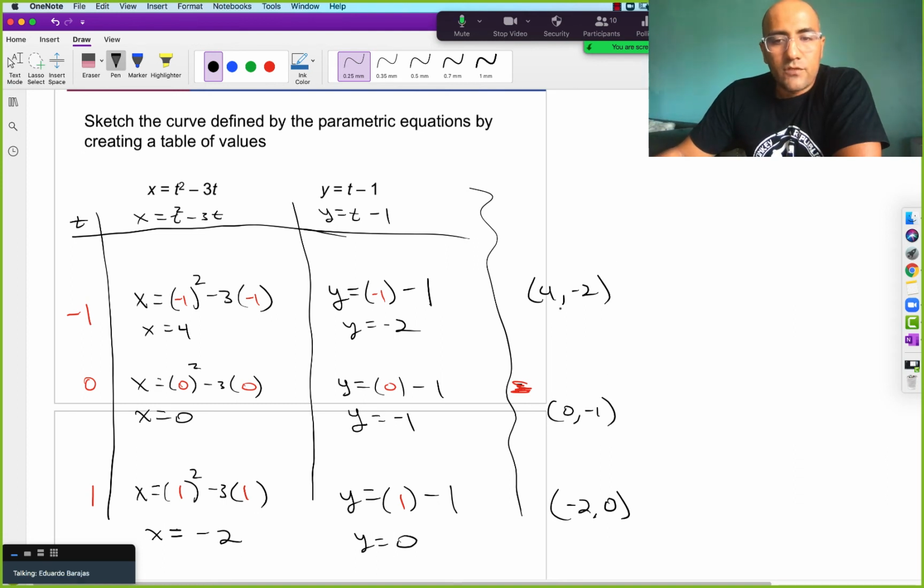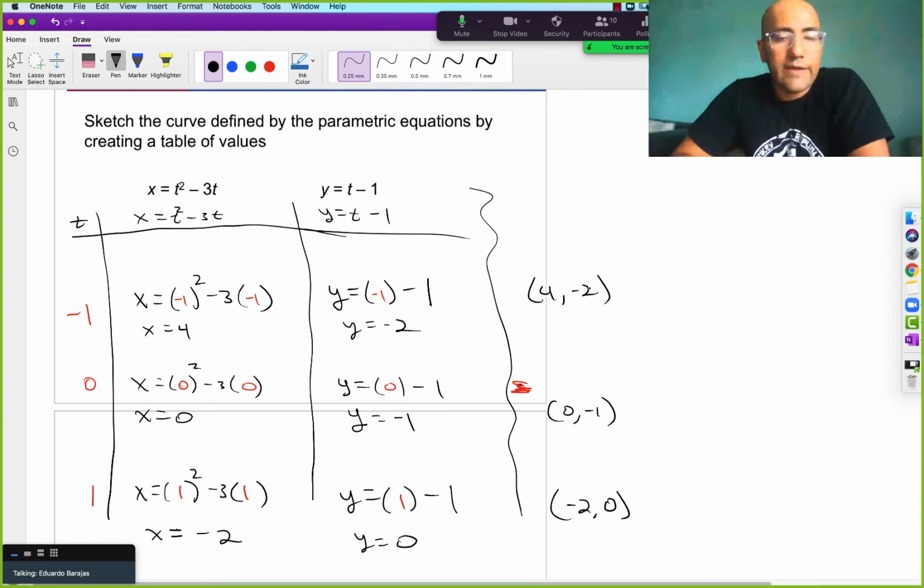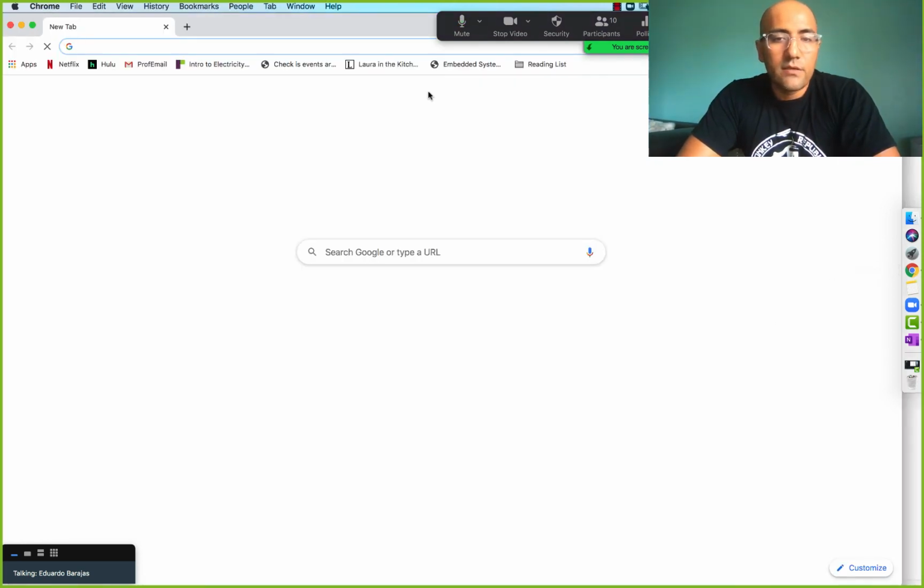Okay, so far we have 3 points, and when we don't know anything else, we just keep going. Find more values of t. I'm going to continue in the same spirit. I'm just going to use technology to continue to create this table and then graph these ordered pairs. So I'll just use Desmos for that purpose.